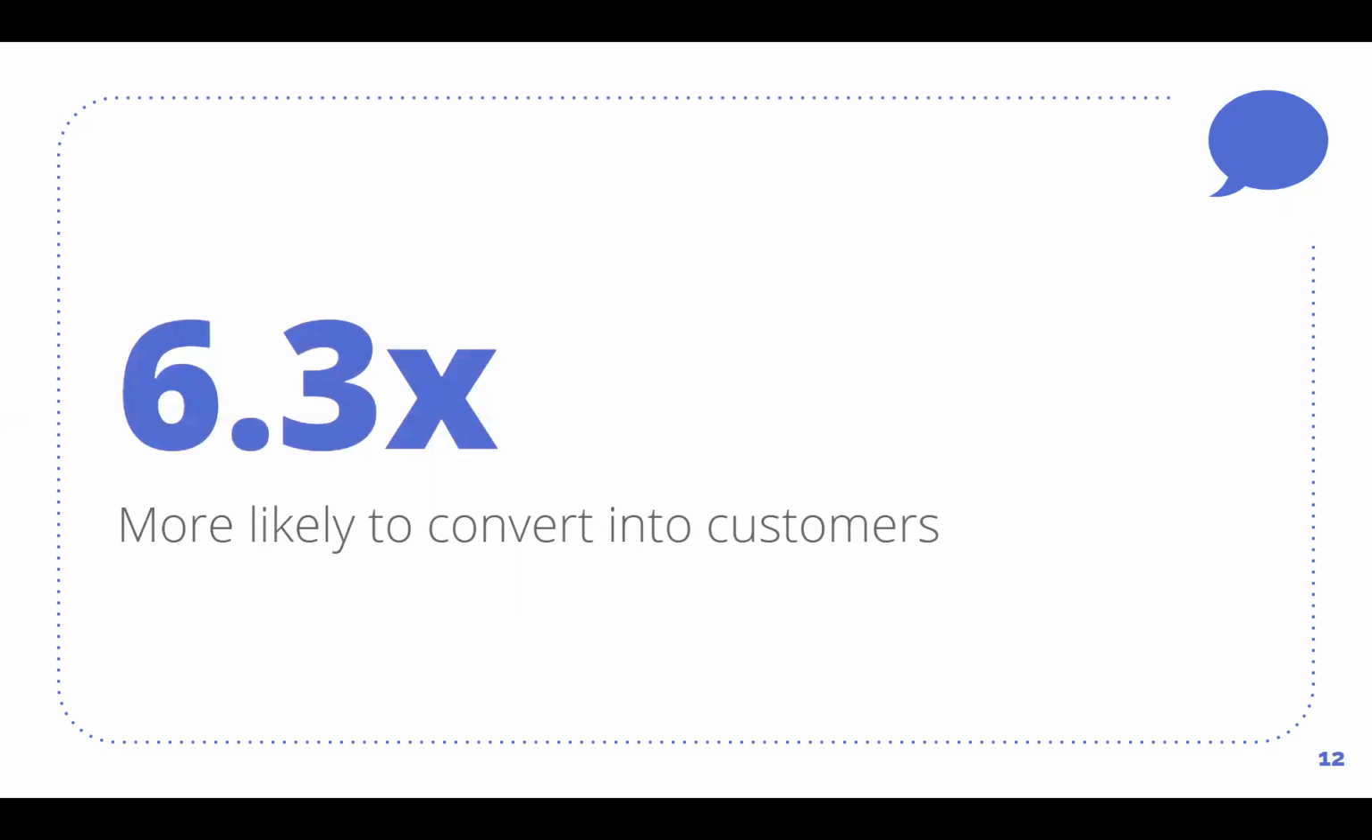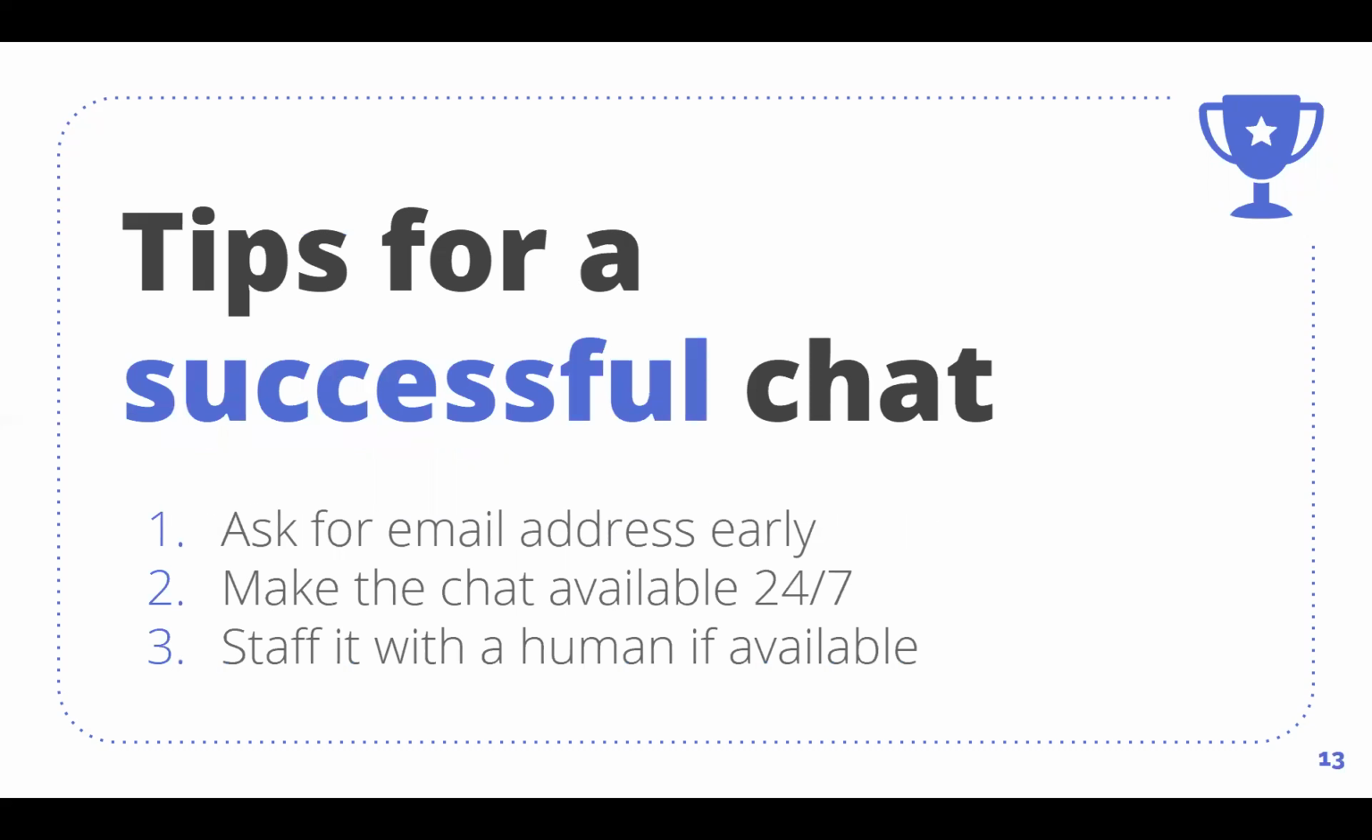And then just to make sure you're having a successful chat, we have 3 tips for a successful chat. 1, ask for the email address early. Don't wait until the end. So if it's your receptionist and it's staffed by a person, or if it's an AI chat flow, just make sure that early on you're asking for the email address, because without that, you won't be able to follow up with the person. They will remain anonymous.